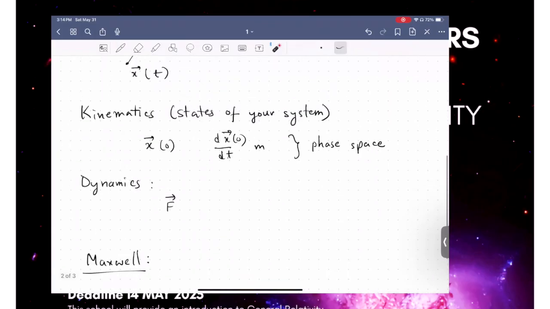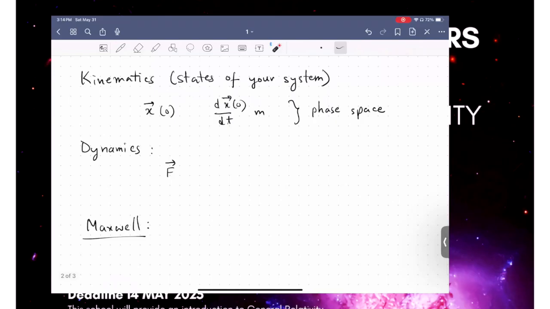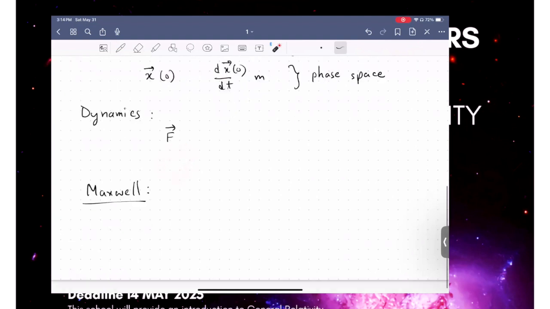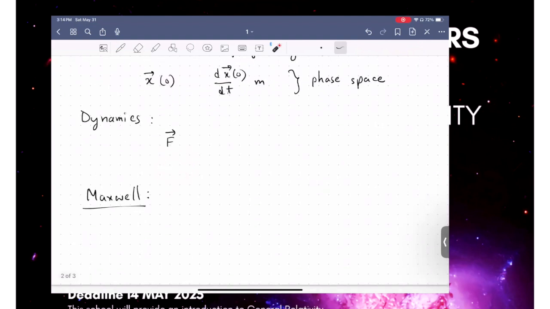The underlying structure is going to be that of a set of data describing the state of your system and something that governs the time evolution of that system. Okay, so in case of Maxwell's electrodynamics, what constitutes the states of the system? How do we describe in which state we are? That, again, you may already be familiar with.